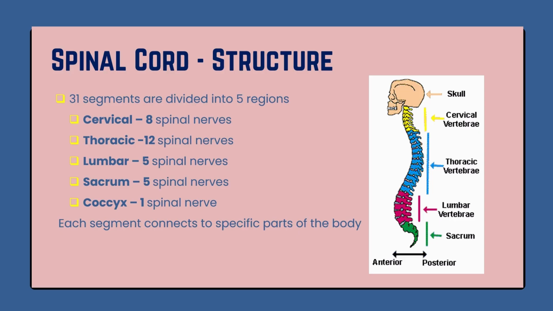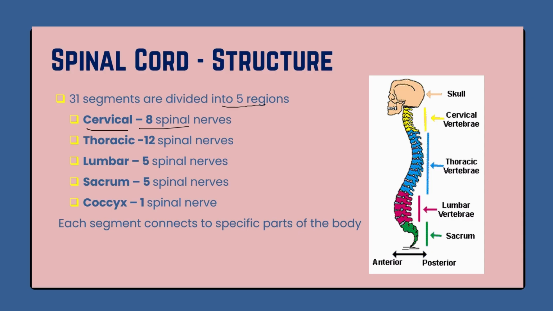These are further divided into 5 regions. You can see here it starts from the skull and goes up to the pelvis, and there are all these vertebrae which make up these 31 segments, and these 31 segments are divided into 5 regions. The first is the cervical region. It has 8 spinal nerves. The cervical region is behind your neck, the first part of the spinal cord. There are 8 spinal nerves coming out of the cervical region.